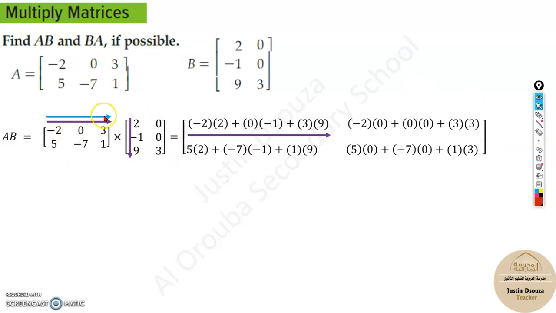Say the top first row with the second column of the second matrix. Now, again, this is the answer for it. You can see it is minus 2 times 0, 0 times 0, and 3 times 3.